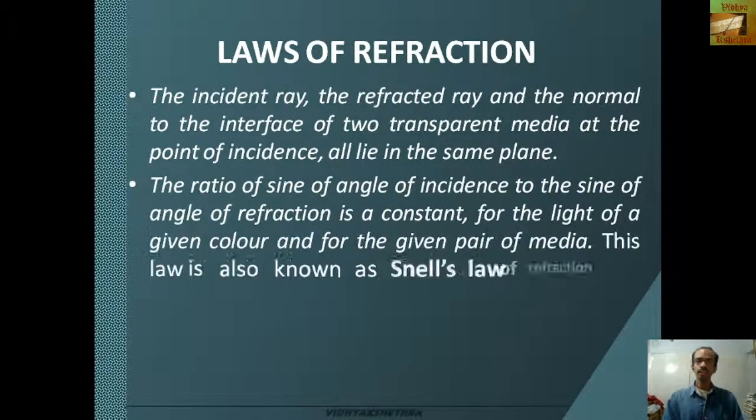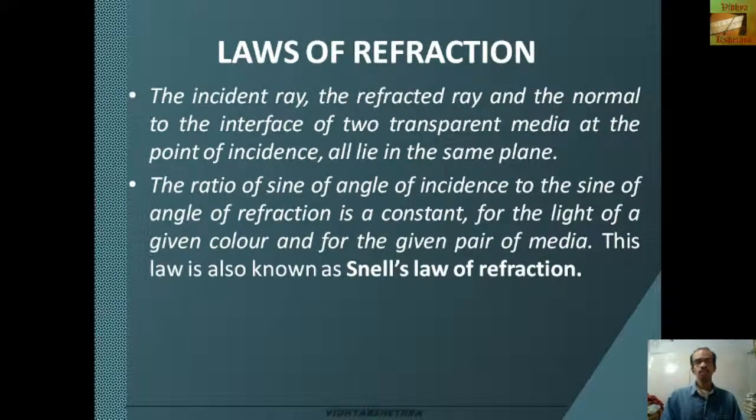Now, the second law states that the ratio of the sine of angle of incidence to the sine of angle of refraction is a constant for light of a given color and for a given pair of media. This law is also known as Snell's law of refraction. It can be shown like this, that is sine i by sine r is equal to constant, where i is the angle of incidence while r is the angle of refraction.